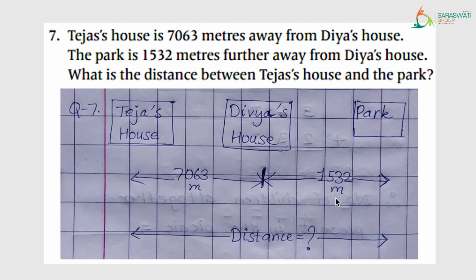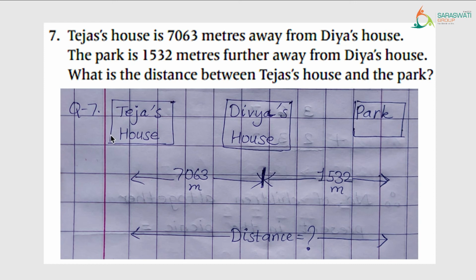1532 meters. The distance between Divya's house and the park. This distance is 1532 meters. So, Divya's house से भी आगे park है. That is the meaning of further away. Right? So, students, it is asked over here that what is the distance between Teja's house and the park?